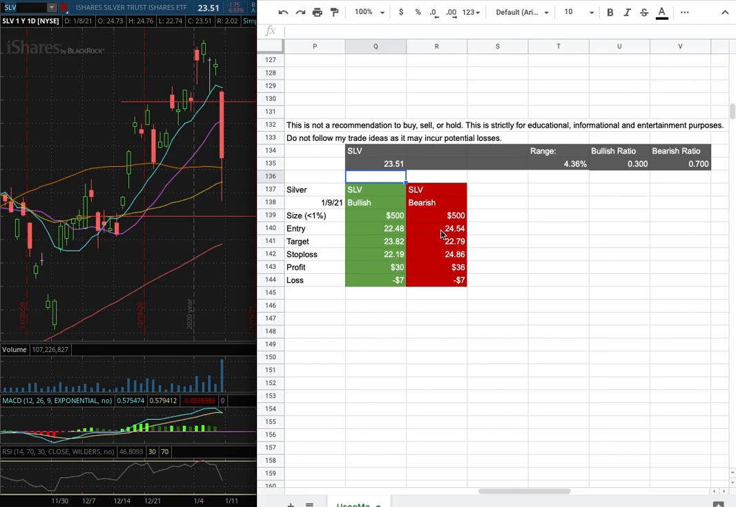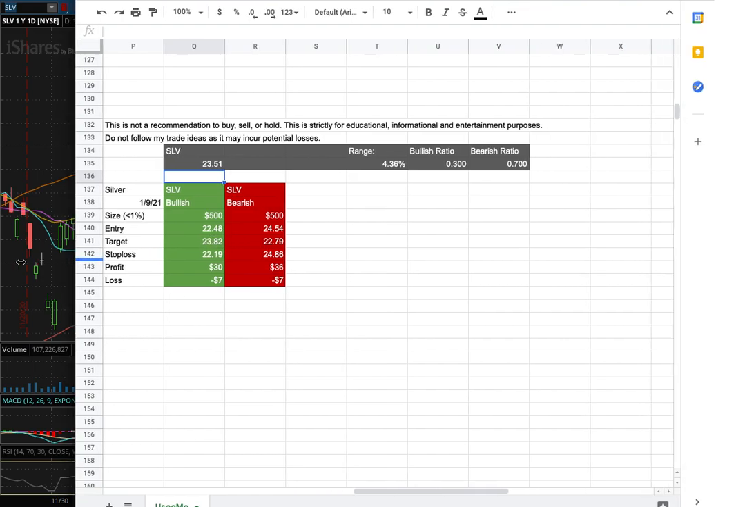However, if I were to open a short position, my entry is at $24.54, and that is this range there. My sell target for it is at $22.79, and my stop loss for it is at $24.86. So whichever entry price were to hit first, that'll be my position of the week.